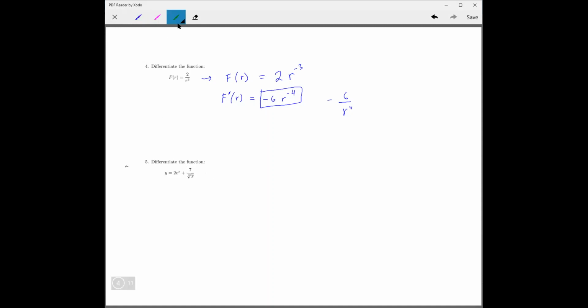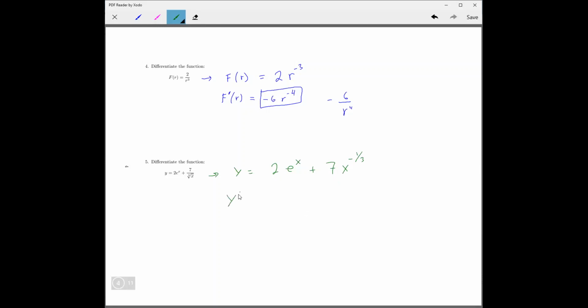Okay, number 5. So here we have y equals 2e to the x. Okay, we'll get that in a second. Okay, this one right here is really weird. The cube root of x is really x to the 1/3, but it's in the denominator. So that's 7x to the -1/3 is what we're looking at.